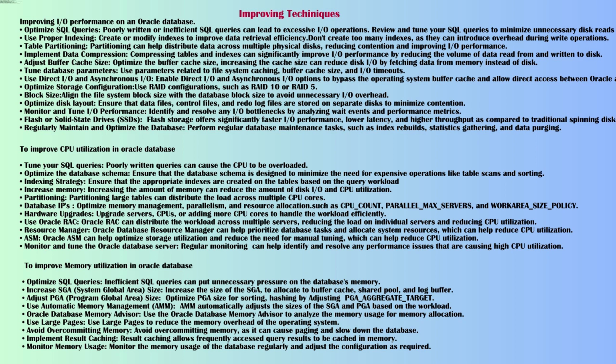Increase the size of the SGA to allocate more memory for Oracle's data buffers and caches. This can improve performance by reducing disk I/O. Adjust the sizes of individual SGA components like the buffer cache, shared pool, and large pool based on your workload and system requirements. PGA, Program Global Area, Configuration.